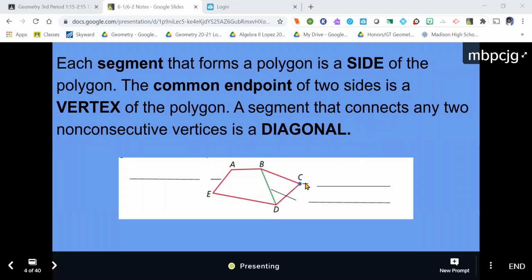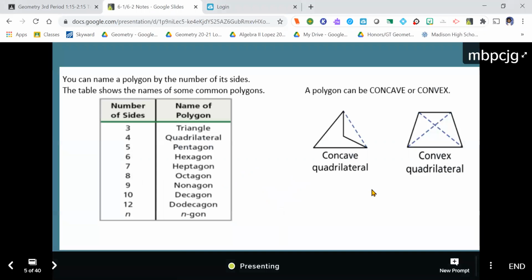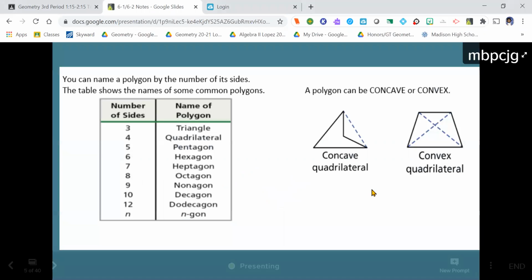But anyhow, so again, the diagonal has to be inside the shape. Okay, so real quick, guys, you do have to know the names of the shapes. You know what a triangle is. It has 3 sides, but you have to know if it has 4 sides, if it has 5 sides, and so on and so on. If you look at the list that's in front of you, this is something you just have to know.